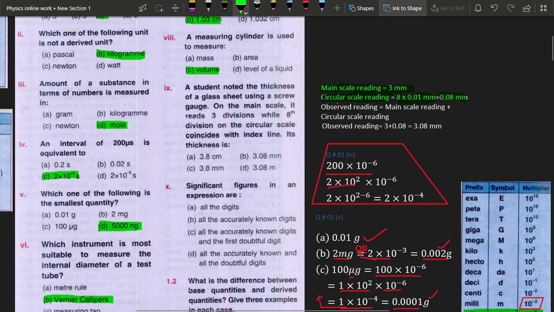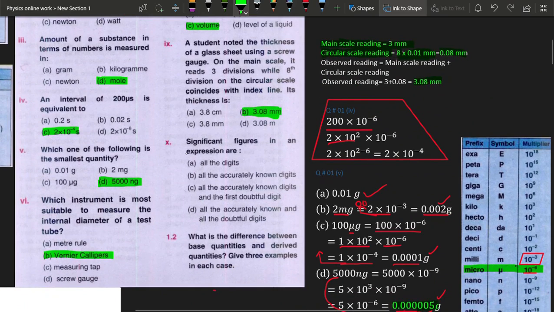So we got main scale reading and also circular scale reading. So to get a reading, we add these two values. So 3 plus 0.08, the answer will be 3.08 millimeter. So the correct option is B, which is 3.08 millimeter.